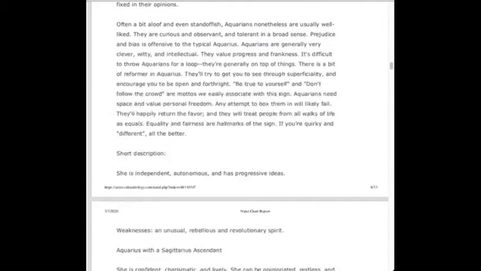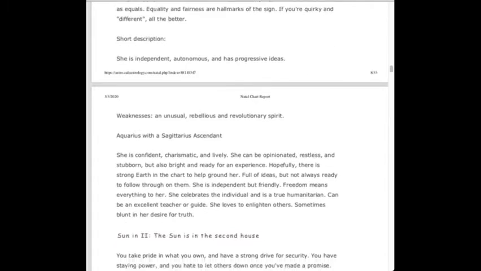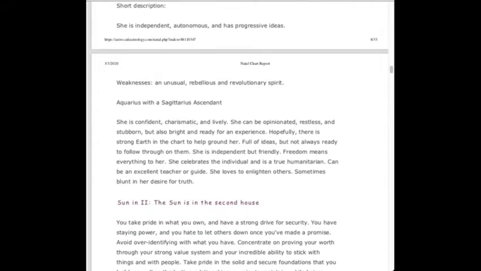I think the long one does a better job, but it says she's independent, autonomous, and has progressive ideas. Weaknesses: unusual, rebellious, and revolutionary spirit. I don't see that as a weakness. Sorry, I don't. Maybe to other people. And I have an Aquarius with a Sagittarian ascent. I want to just briefly explain that because that's kind of confusing.